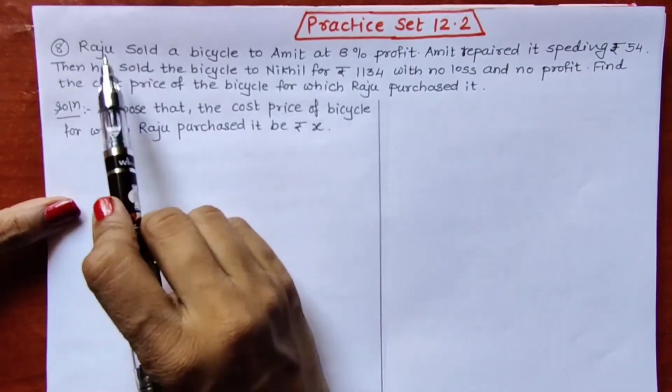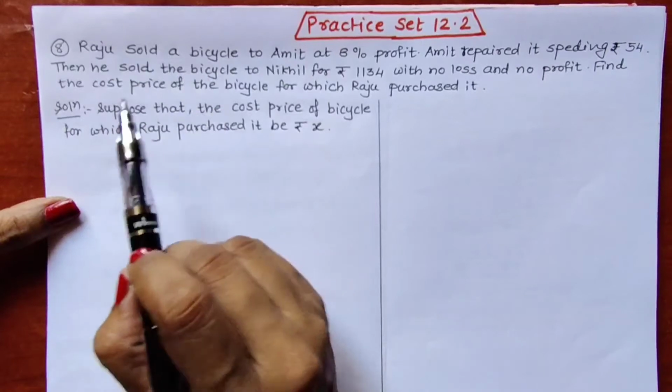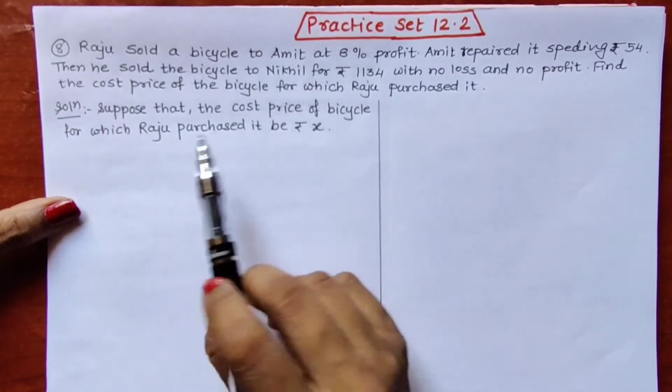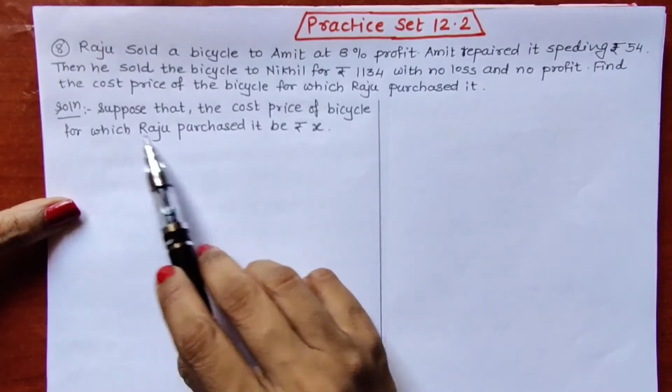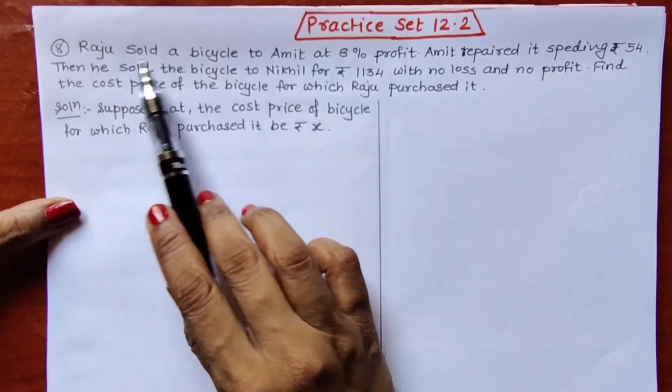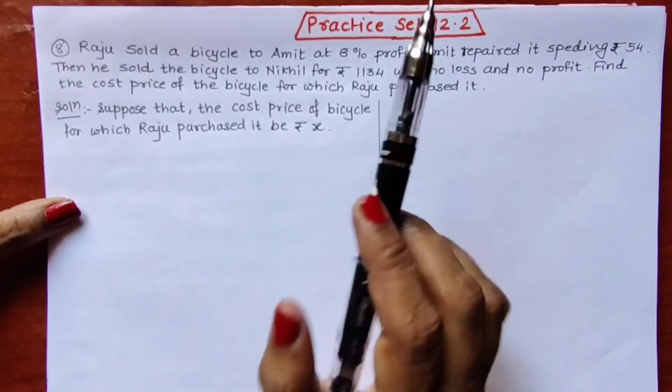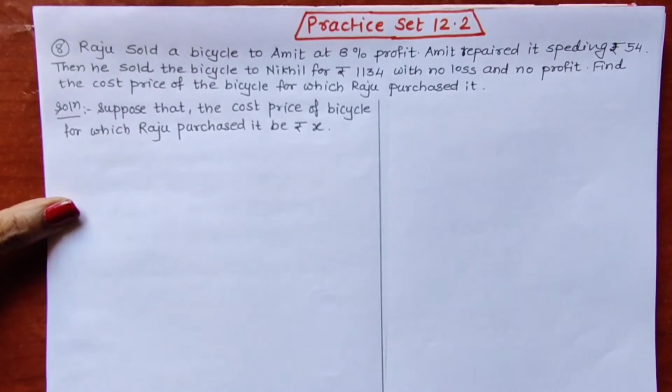Now what is there after this? Raju sold a bicycle. First he has purchased at rupees X. So it is a cost price of bicycle rupees X. Cost price of bicycle for Raju is rupees X. Now he sold the bicycle to Amit at 8% profit. So we write this sentence.